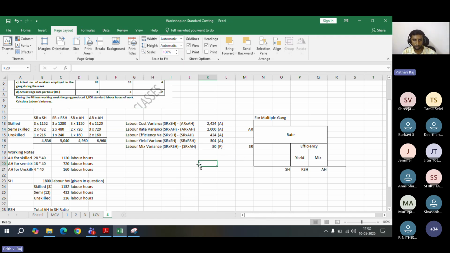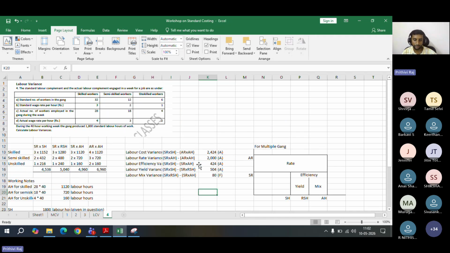Any doubts in this sum before moving on to the next sum? That was without idle time. In the sum, they did not give anything called idle time. So any doubt in this sum? Just unmute yourself and tell. Okay, if no doubts, I'll go to labor cost variance with idle time.